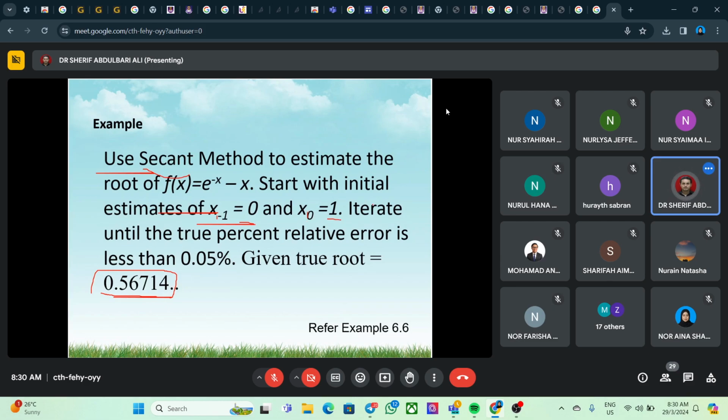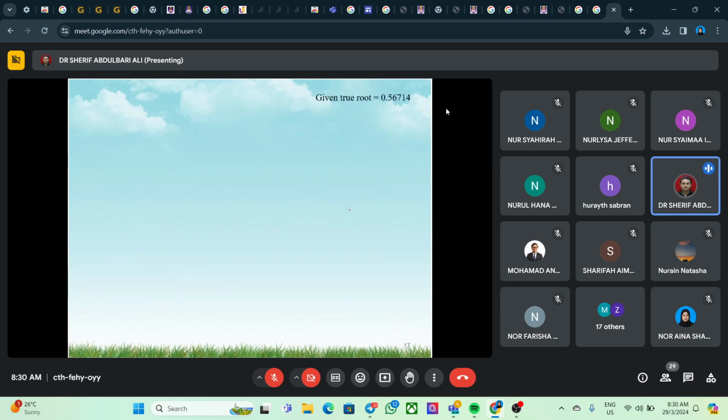The example asks to iterate until the true percentage relative error is less than 0.05. So how are we going to solve it? Okay, this is the function. This is our initial value x minus 1 and initial value of x, and this is the equation of the second method. We need to find all these parameters to put inside the equation to find the new value of x plus 1.